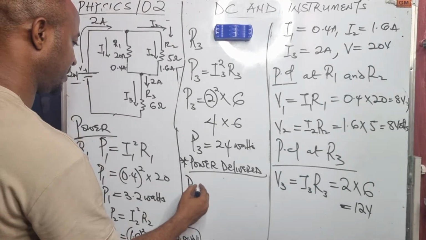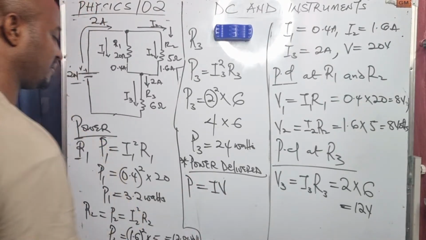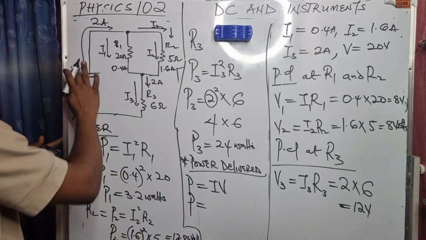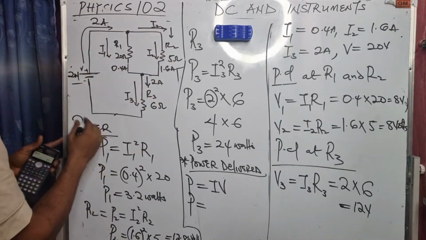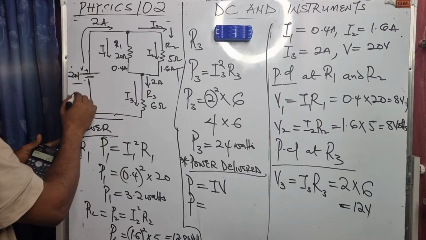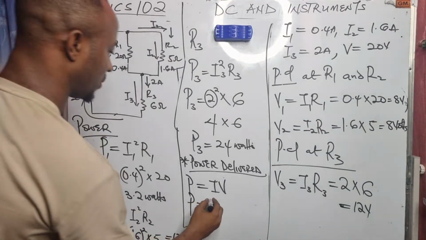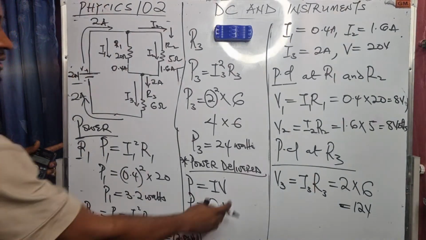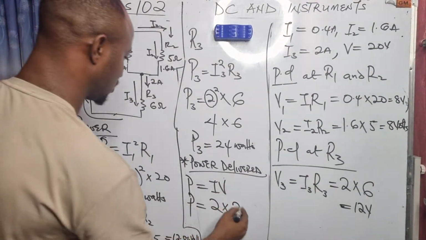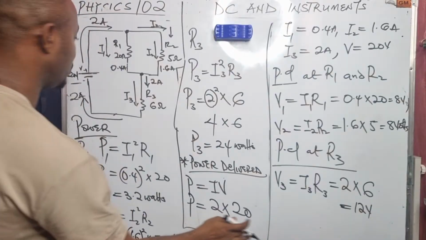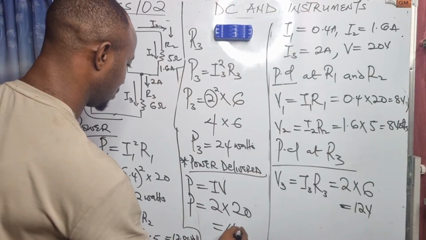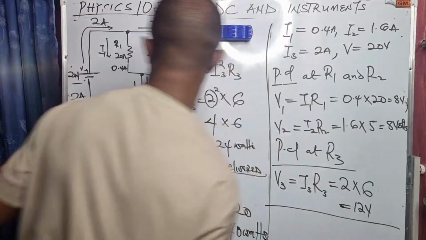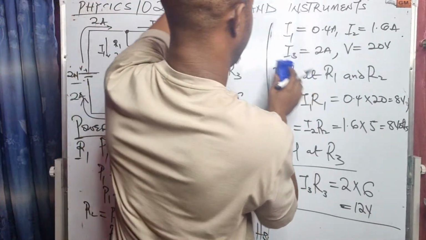So for me, I can say P equals what here? IV. So here we have P equals the total current that flows through the circuit. Total current here is actually 2 amperes, right? So we have 2 times our voltage, our potential difference. Our voltage is 20. So when you multiply 2 by 20, that will give us 40 watts.